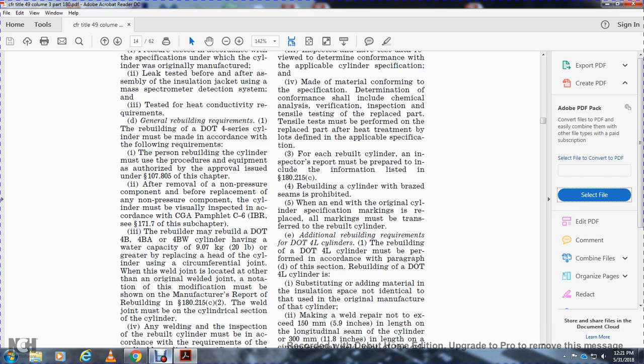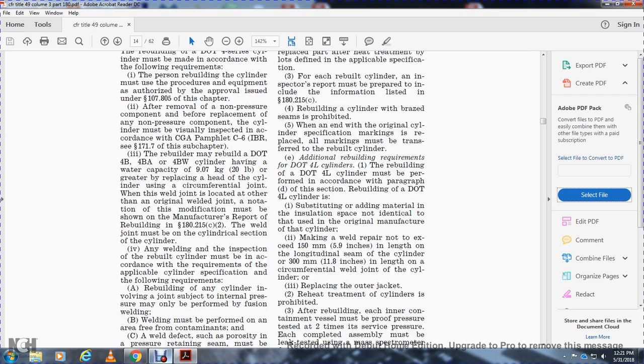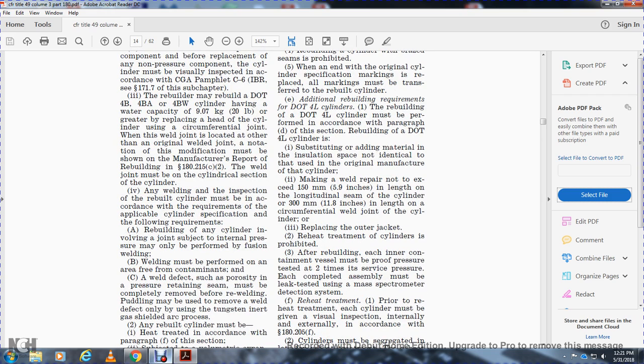2. The welded joint must be in the cylindrical section of the cylinder. Any welding on the inspection, retest and rebuild of the cylinder must be in accordance with the requirements of the applicable cylinder specification, following the requirements of A. The rebuild of any cylinder that is subject to internal pressure may only be performed with fusion welding. B. Welding must be performed in an area free of contaminants.